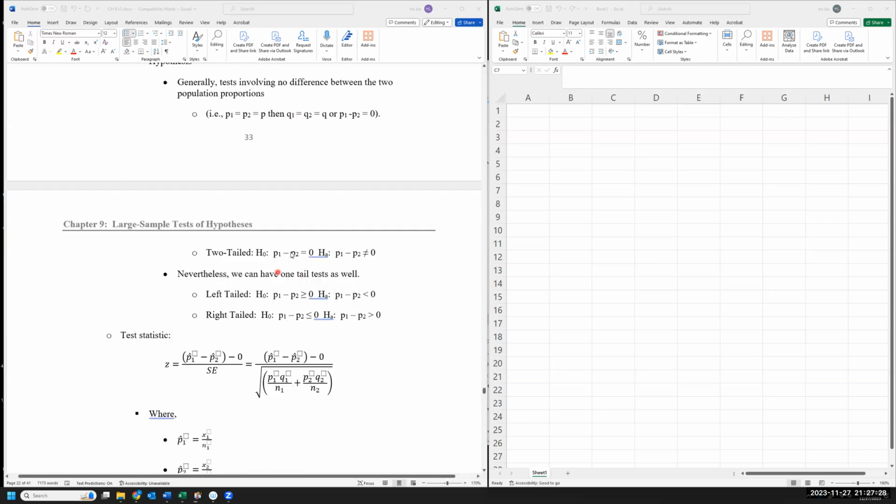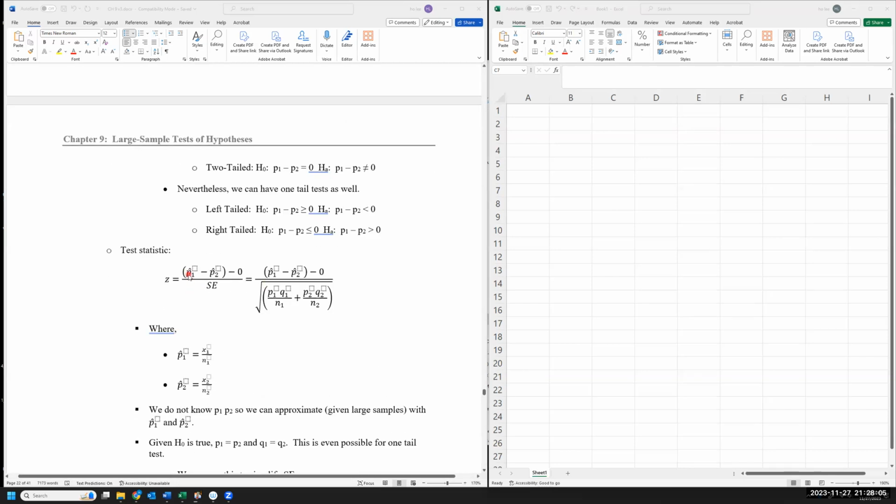So if we have a two-tailed test, that means P1 minus P2 is equal to 0. That's the null hypothesis. And the alternative is P1 minus P2 is not equal to 0. Nevertheless, we could also do a one-tailed test. And in this situation, the null could be P1 minus P2 is greater than or equal to 0, and the alternative is strictly less than 0. And the right tail is the opposite case, where the null is P1 minus P2 is less than or equal to 0, and the alternative is P1 minus P2 strictly greater than 0.